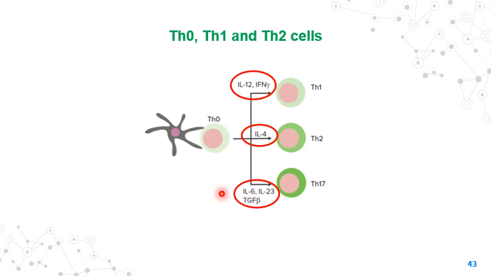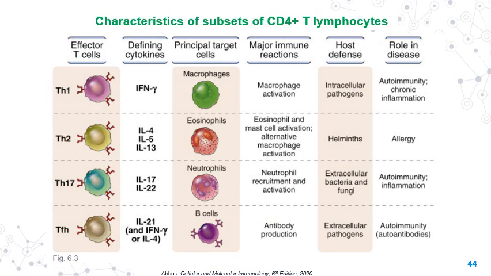Does interleukin-6 remind you of something? Remember the triad for inflammation? What are the 3 important cytokines that promote inflammation? Interleukin-1, interleukin-6, and TNF alpha, tumor necrosis factor. Here, you don't see the others, but you see interleukin-6, and you say, oh, this has something to do with inflammation. Oh, Th17 is the cell to handle inflammation, to cause inflammation. All right, so more details here.